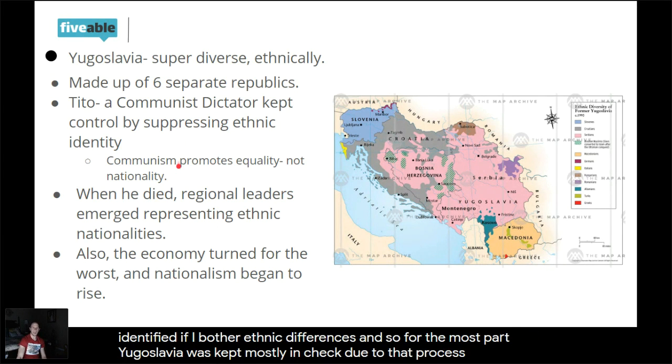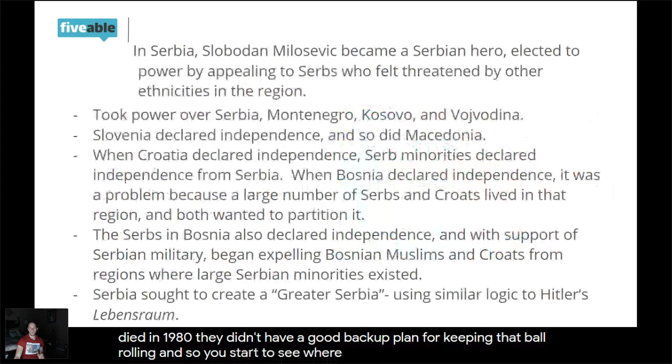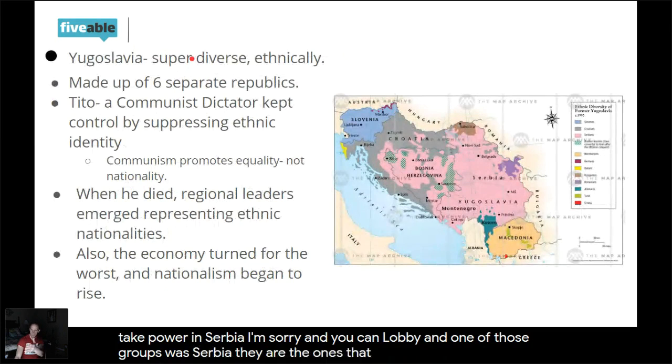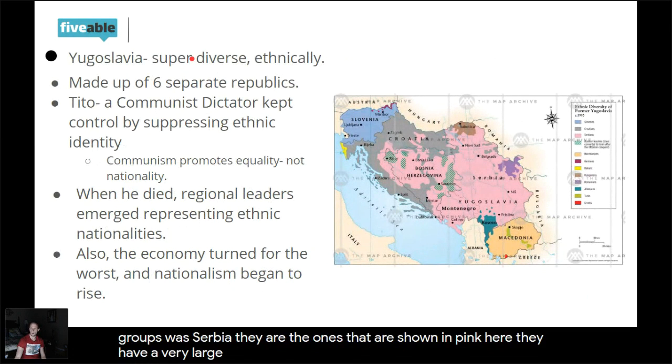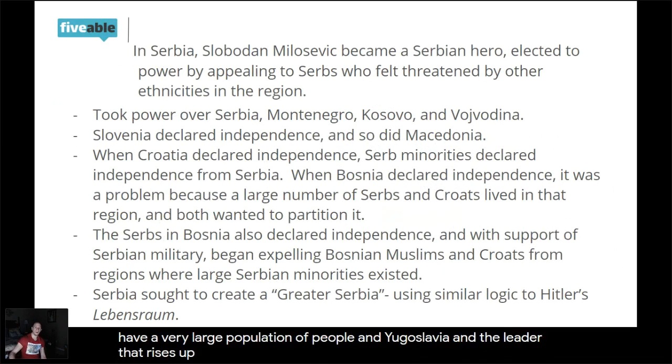But when Tito died in 1980, they didn't have a good backup plan for keeping that ball rolling. And so you start to see where local groups started trying to take power in, I'm sorry, in Yugoslavia. And one of those groups was Serbia. They're the ones that are shown in pink here. They have a very large population of people in Yugoslavia. And the leader that rises up to the occasion here is a guy named Slobodan Milosevic.